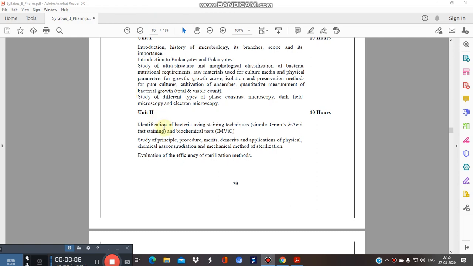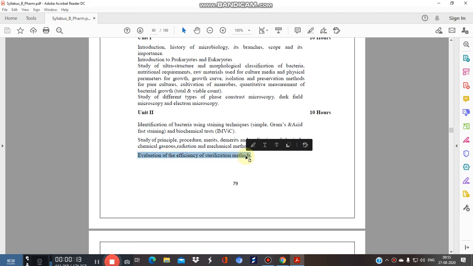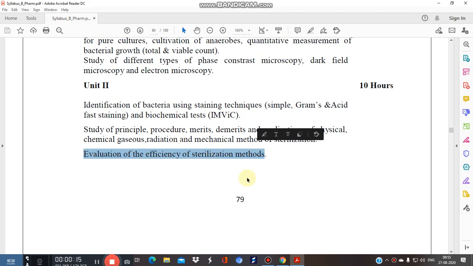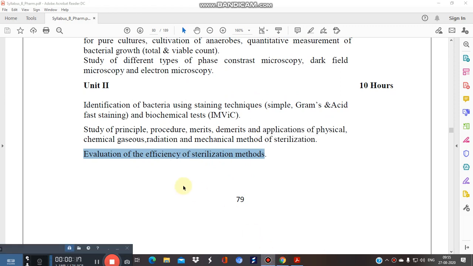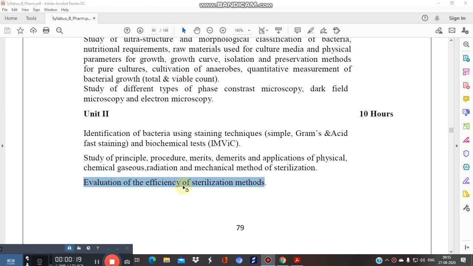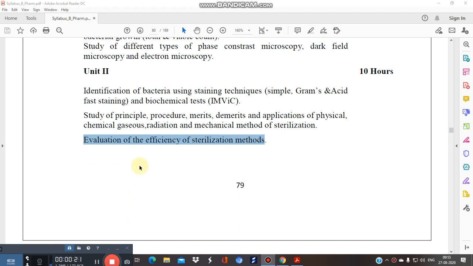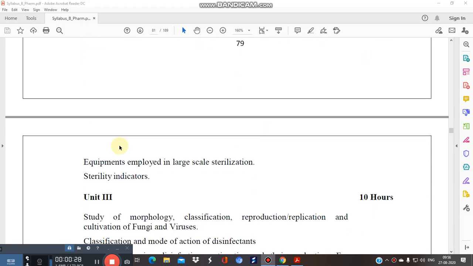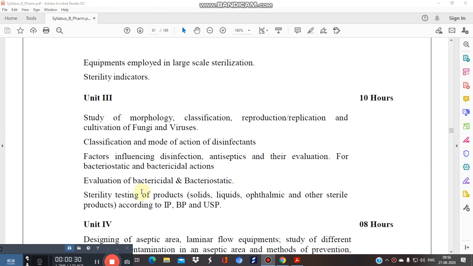So today we are going to start an important topic in the sterilization series, that is the evaluation of efficiency of the sterilization method. This is your syllabus, that is unit number 2. And the reason I'm showing you the syllabus is that after studying it I have found that some of the topics covered under unit number 2 are also related to unit number 3.